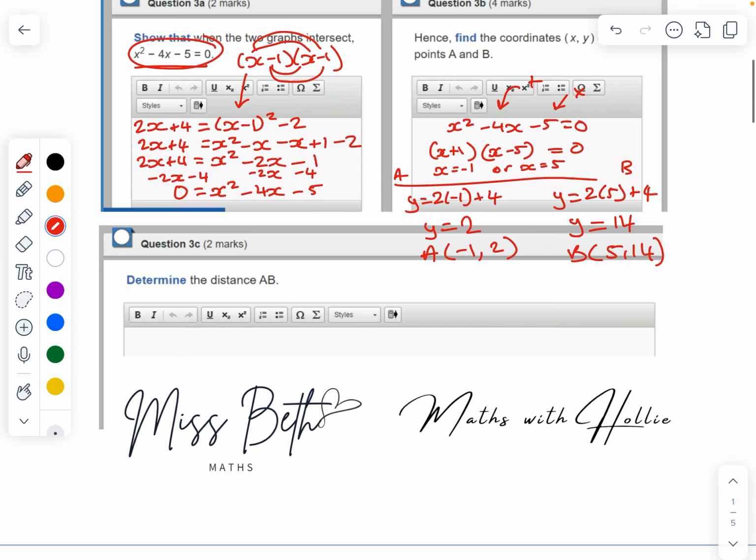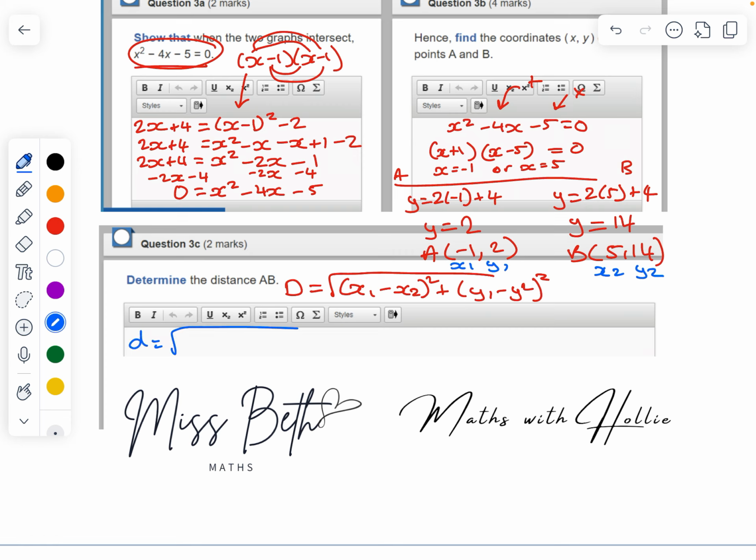Right, the next question wants us to work out the distance. So the distance formula you're given in the formula booklet. Oh, it's not a plus, minus. So it's (x1 minus x2) squared plus (y1 minus y2) squared. So I'm going to just change the colour for this. So the points you've just got, x1, y1, x2, y2, I'm going to put them into the formula.